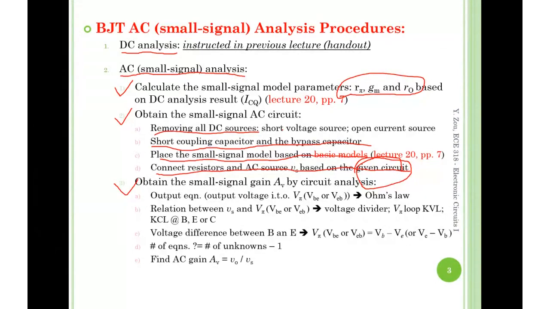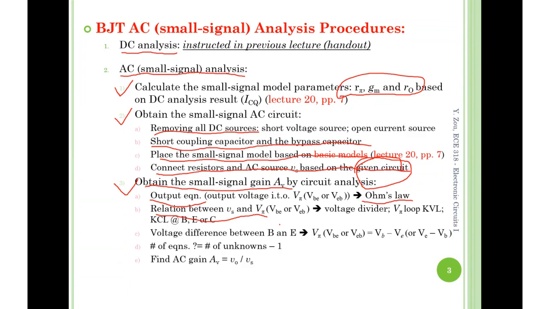After having the circuit in this step 2, we go ahead to find the AC gain. And then we have these weapons to use. First, the output equation. This is similar to the MOSFET. The output equation, generally speaking, is actually Ohm's law. Just be careful about what the current is and what the resistance is. Second, you have the relation between the input AC source and V pi. Now, V pi is also VBE or VEB, depending on the type of BJT.